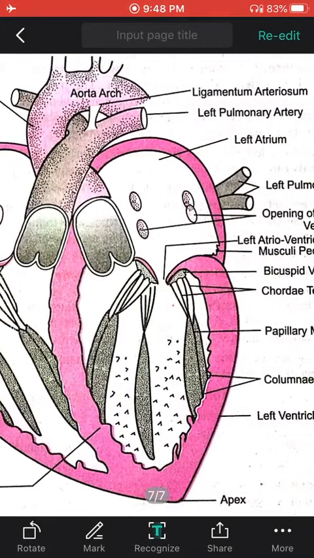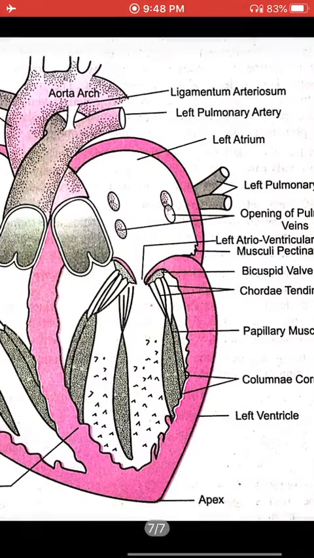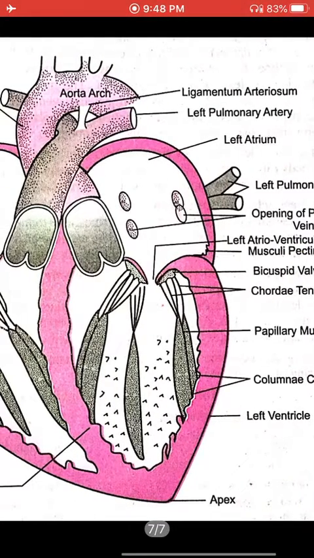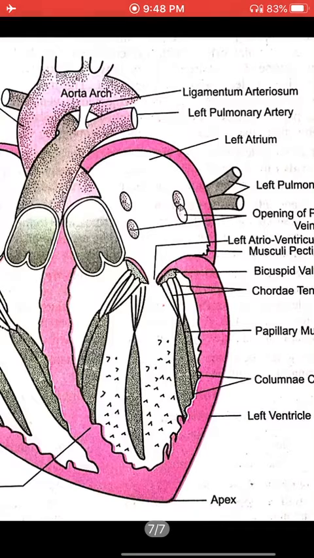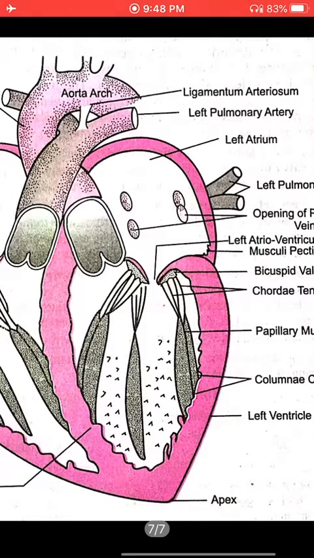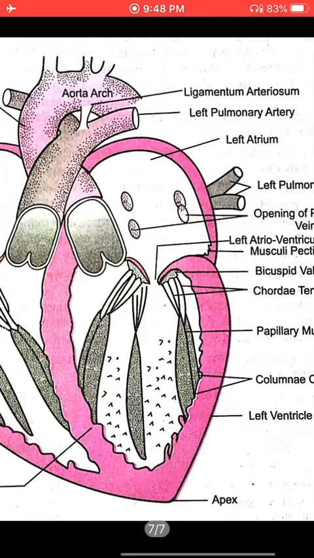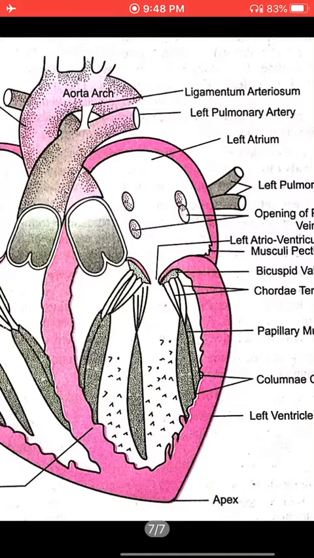Coming to the right side, now we have the ligamentum arteriosum and the left pulmonary artery. What work does the pulmonary artery do? It carries deoxygenated blood to the lungs where it gets oxygenated and returned back. This is the work of the pulmonary artery.